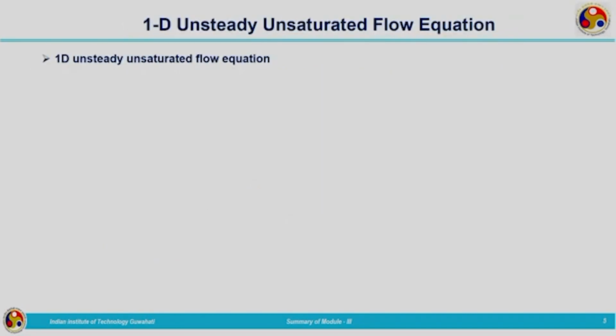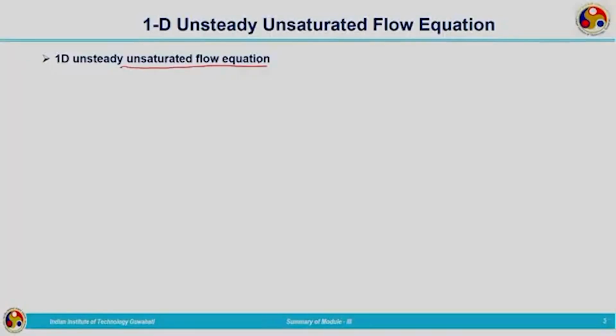After understanding the driving energy within the unsaturated zone, we moved on to the derivation of the unsteady unsaturated flow equation. The one dimensional unsteady unsaturated flow equation was derived from our fundamental equations, the continuity equation and the momentum equation, that is, the mass and momentum conservation equations considered together in the unsaturated zone.